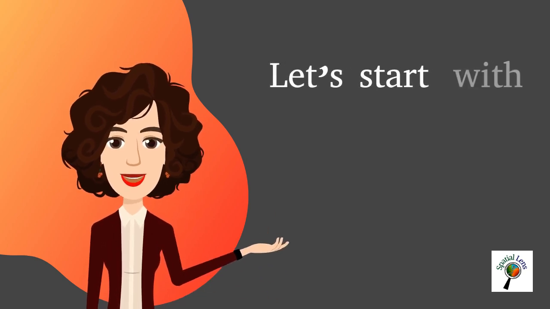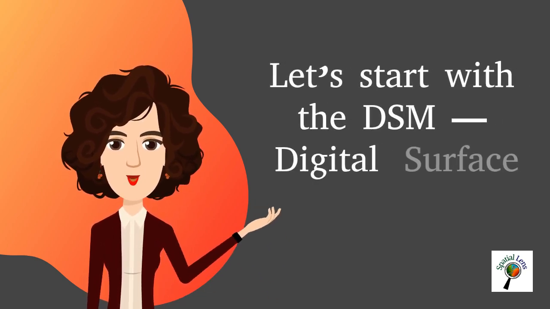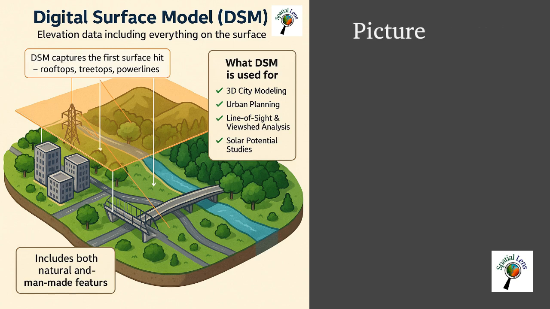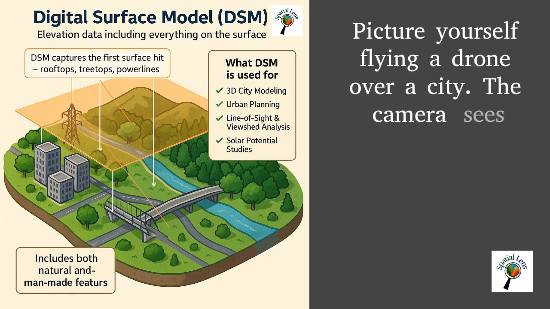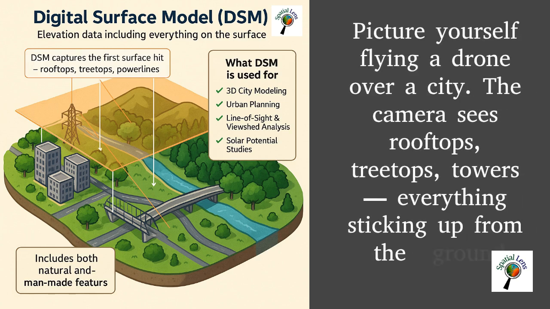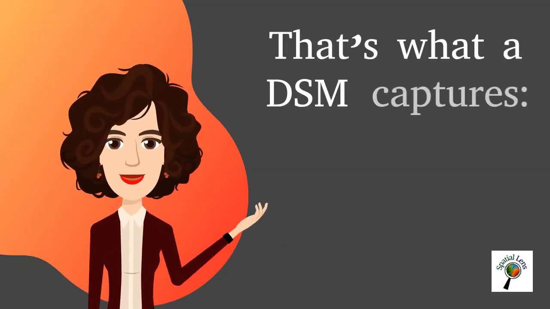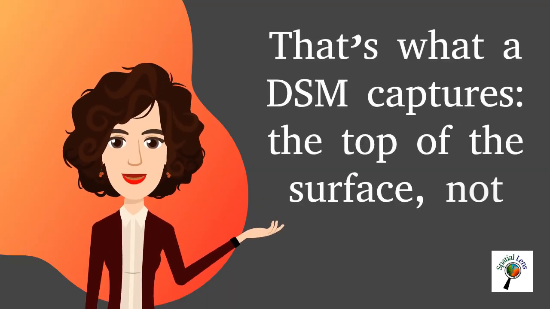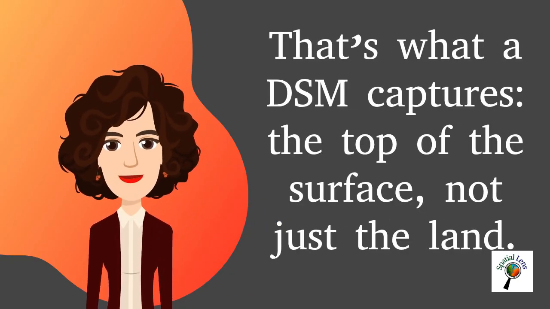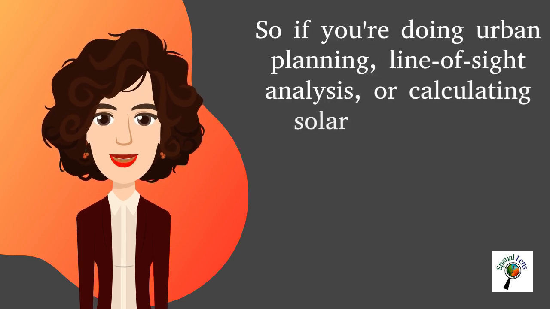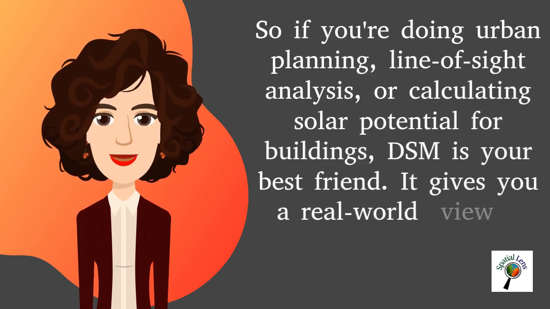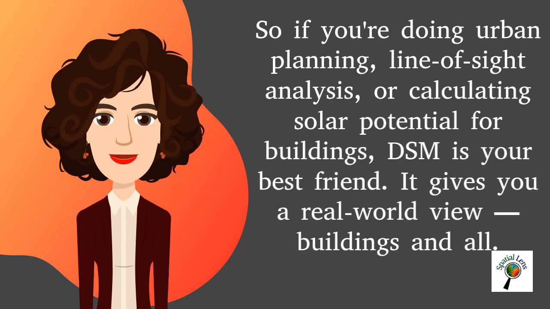Let's start with the DSM, Digital Surface Model. Picture yourself flying a drone over a city. The camera sees rooftops, treetops, towers, everything sticking up from the ground. That's what a DSM captures. The top of the surface, not just the land. So if you're doing urban planning, line-of-sight analysis, or calculating solar potential for buildings, DSM is your best friend. It gives you a real-world view, buildings and all.